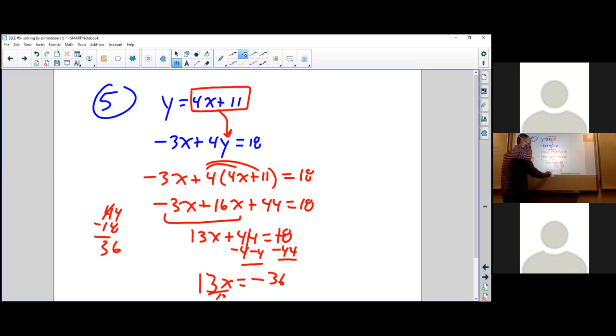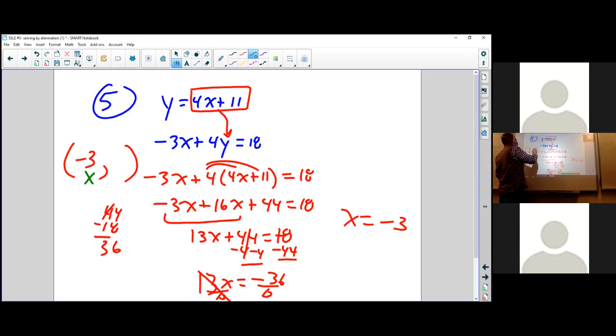Divide each side by 13. Those cancel, so x is going to give me negative 3. Okay, so that's my first answer. That is an x value, so I can take that x value and plug it in here or here. It'll give me the same exact answer on both. I think the top one's better to plug it into because we're looking for a y value.